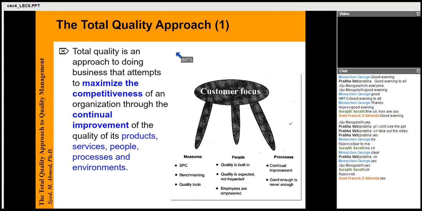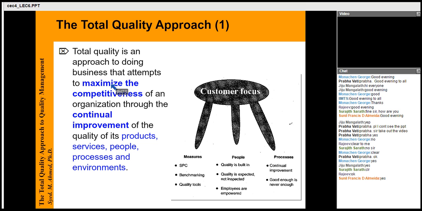Okay, moving ahead. Now let us see the total quality approach. So total quality is an approach to doing business that attempts to maximize the competitiveness of an organization through the continual improvement of the quality of its products, services, people, processes and environments. That means total quality is required just to ensure that you are maximizing the competitiveness of your organization through continual improvement of the quality of its products, services, people, processes and environments.